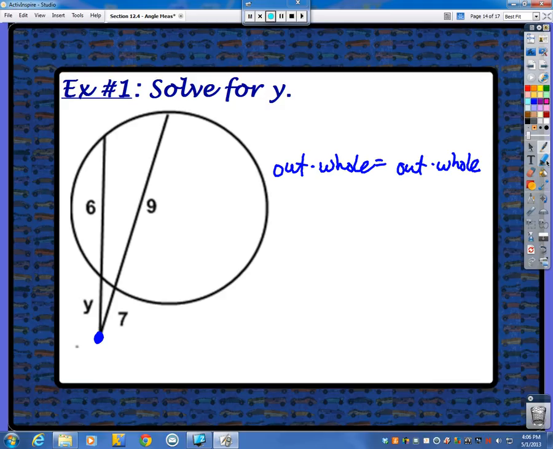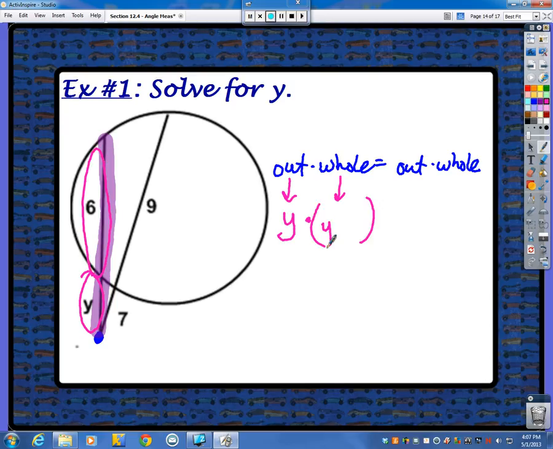So let me identify one piece here, and that would be this guy. The outside piece would be this part, the y. The whole piece would be the y with the 6. So I'm going to write this in parentheses because it's two pieces there, y plus 6. And then I want to go to my other piece here.